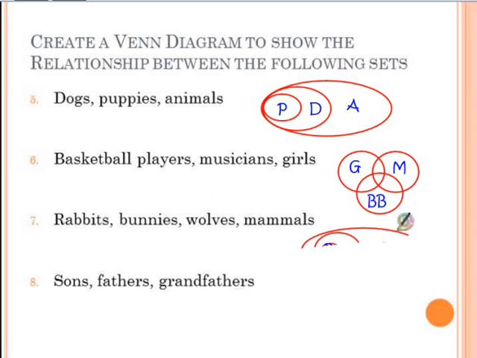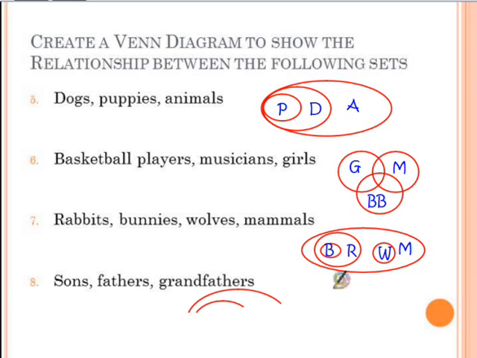Rabbits, bunnies, wolves, and mammals. I got this. Bunnies are rabbits, and wolves are not. But all three of those groups are mammals, so they're all inside the big mammal circle. And then I think this is the hardest one. Sons, fathers, and grandfathers. All grandfathers are fathers, and all fathers are sons. So this one looks like that.